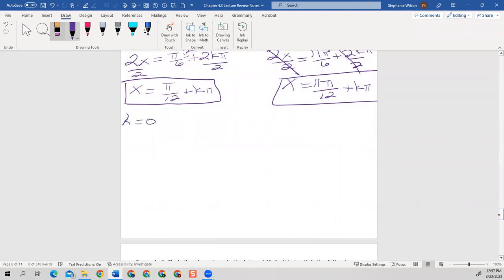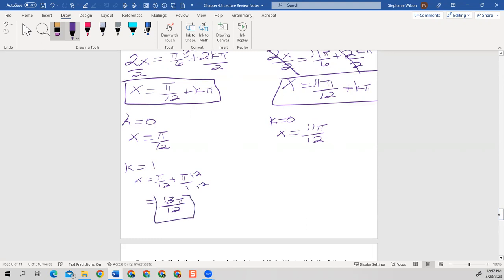So when I plug in 0 for k here, I get x is equal to pi 12ths. When I plug in 0 for k, I get x is equal to 11 pi 12ths. When k is equal to 1, we have to do a little bit more work. So I got pi 12ths plus 1 times pi. Now I'm going to have to find a common denominator, which is 12. So now I have pi plus 12 pi, so I have 13 pi 12ths.